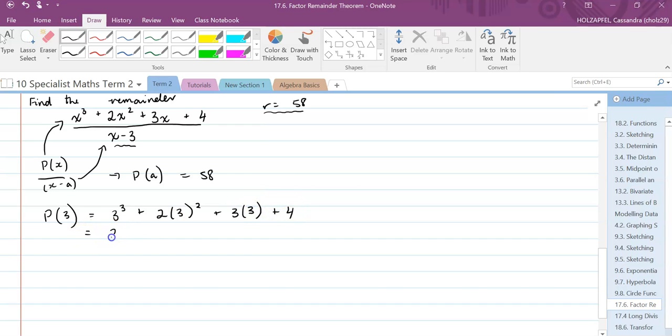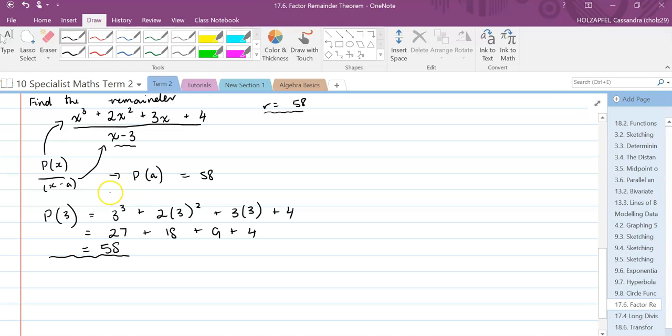So simplifying this now, we're going to get 27 plus 3 squared is 9, 2 lots of 9 makes 18, plus 9 plus 4. All right, so these are all multiples of 9, so that makes it nice and easy. So 27 plus 9 is going to be 36, plus another 9 is going to make 45, plus another 9 is going to make 54. 54 plus 4 is going to make 58. And so we kind of already knew this because we've done the long division, but we do in fact have a remainder of 58 when we divide this function through by x take away 3.